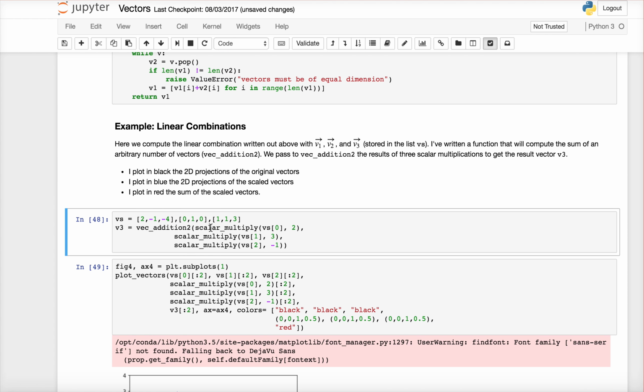I've defined this function vector addition, and what I'm going to do is pass two of the arguments, the results of the scalar multiplication of my first vector, which I have stored in vs0, by the scalar 2, my second vector, vs1, multiplied by the scalar 3, and my third vector multiplied by the scalar -1.